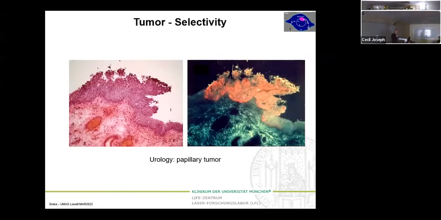This is how it looks in frozen slides in urology. This is a papillary tumor where 5-ALA is applied, and PP9 forms. This is the HE stained tumor slide, which corresponds very nicely to the fluorescence microscope slide here, where we have this red fluorescence, and underneath we have the collagen of the normal tissue. And you can clearly see that it is highly selective.